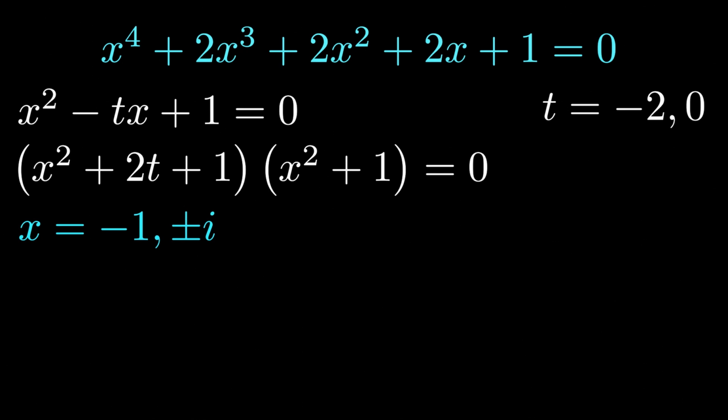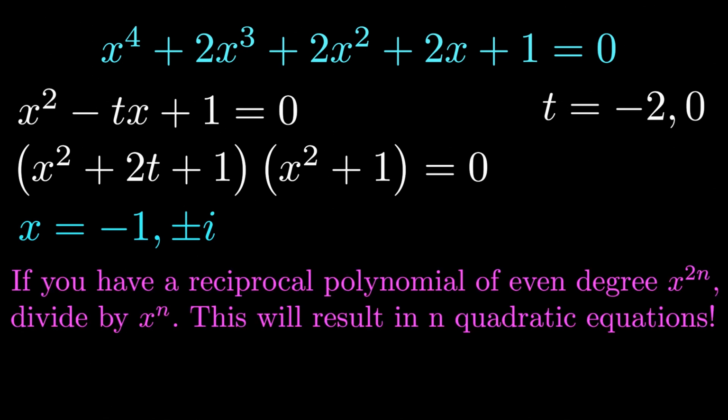Now, you might be starting to notice a pattern here. If you have a reciprocal polynomial of even degree x raised to 2n, divide it by x raised to n. This results in n quadratic equations, which you can ultimately solve and get the solutions to your original reciprocal equation. And I feel like this is a really useful method if you're able to identify that you have a reciprocal polynomial of even degree. Anyway, that's all for this video.